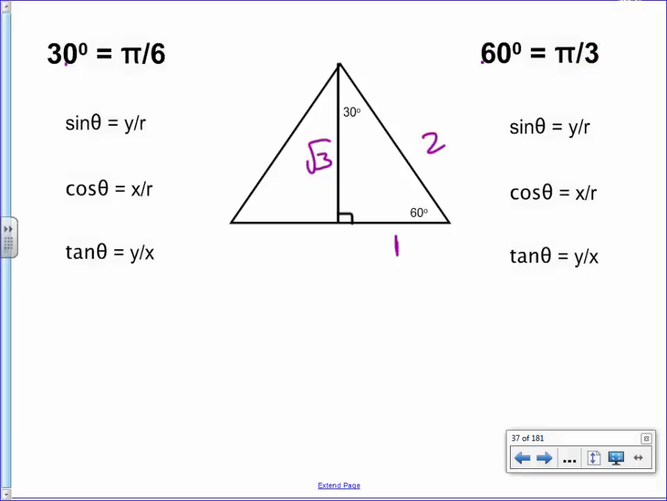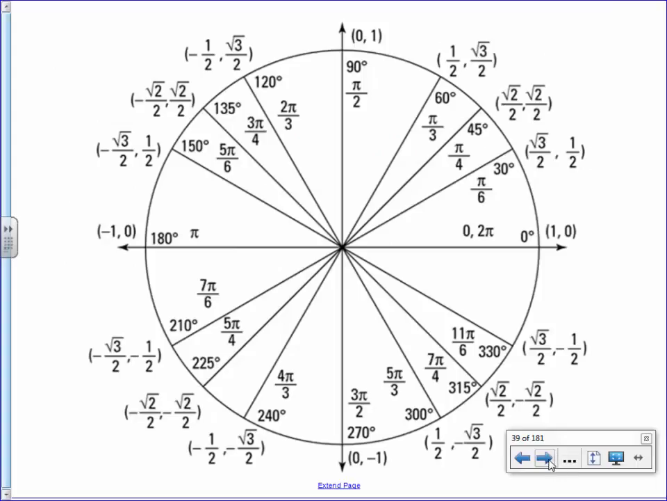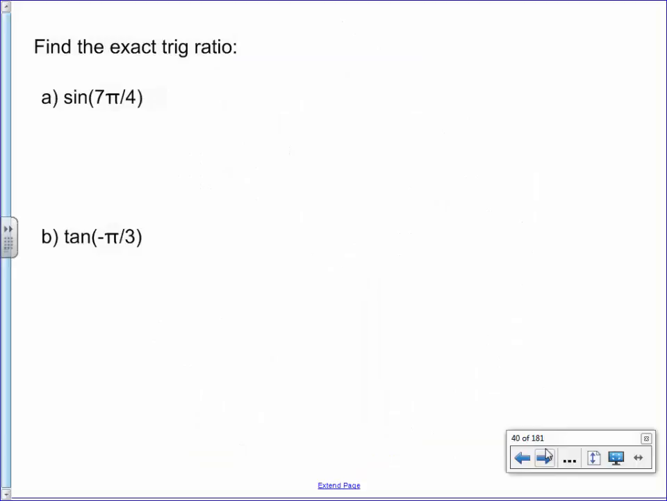Based on these triangles, I'm going to show you how to solve some more problems. I'm going to skip through those picture slides. We'll just do this one here. I'm going to close that door.